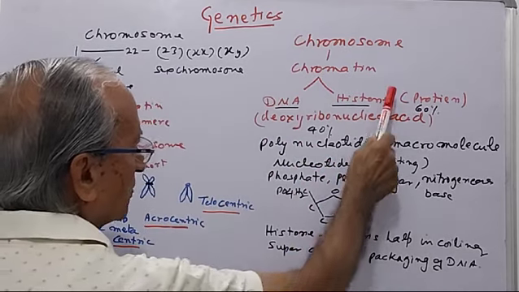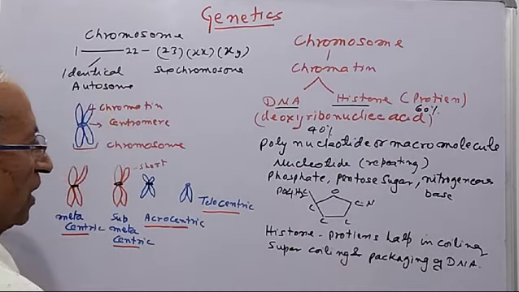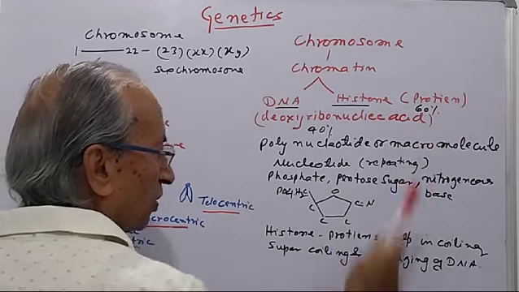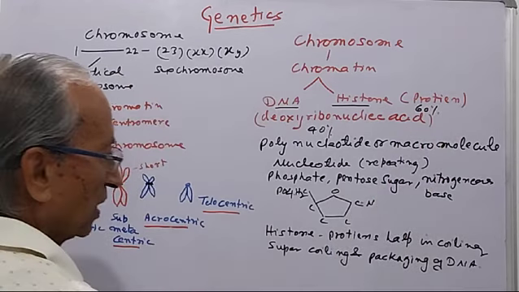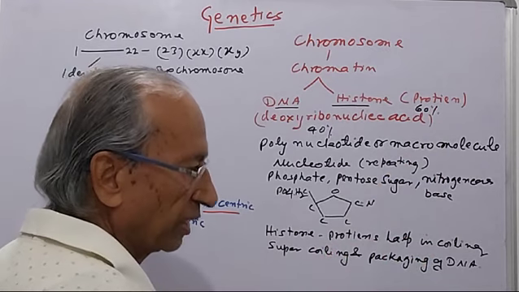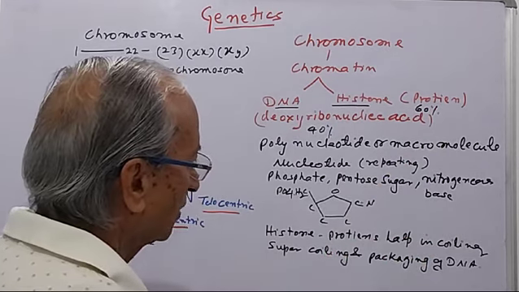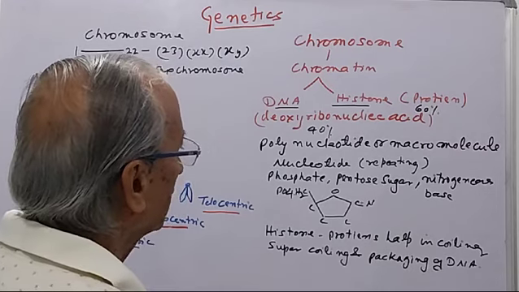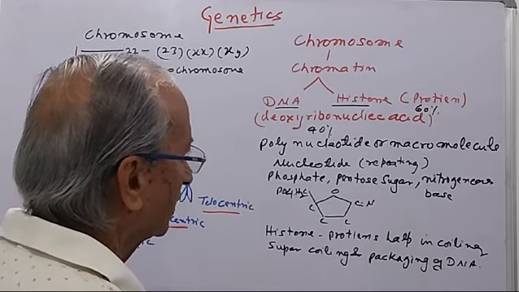Now the second substance is histone. Histone is simply a protein which helps in coiling and supercoiling and packing of the DNA. Though it's very complicated, it will be taken up later on.